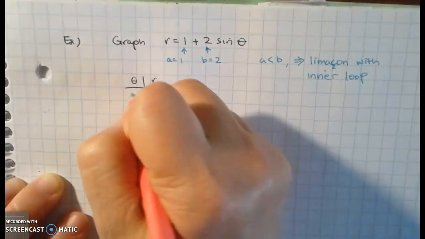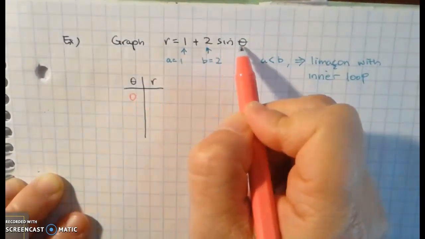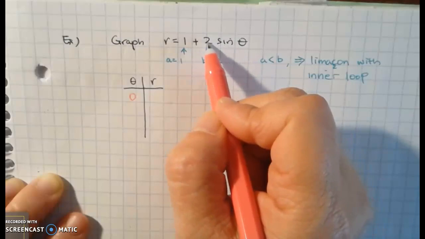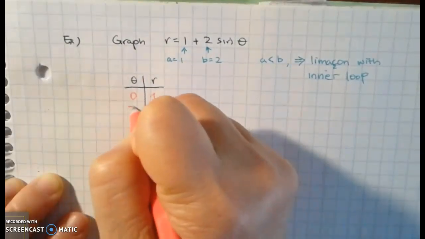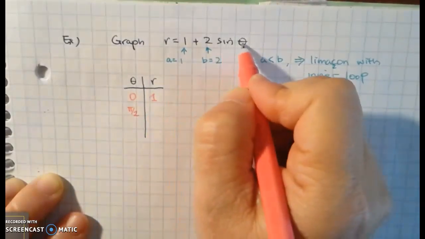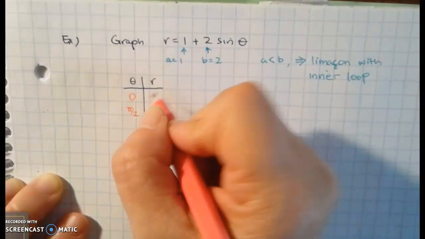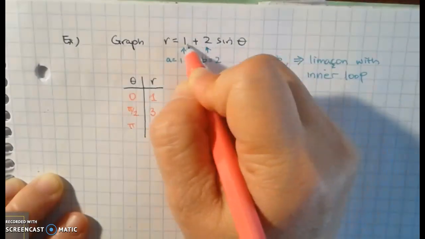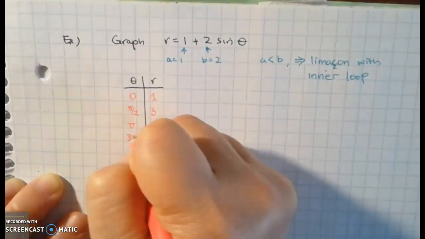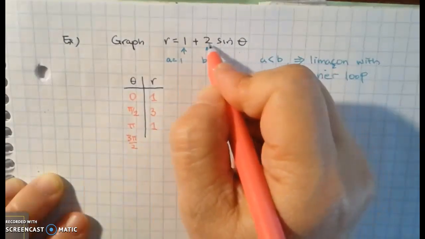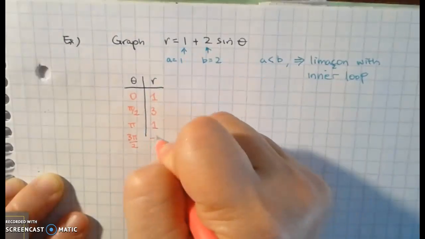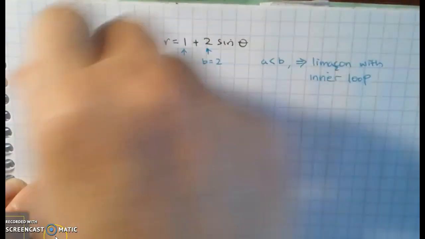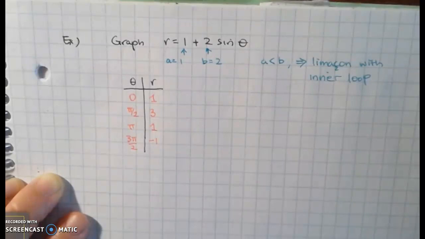So we're going to plug in some values. We're going to try 0. When theta is equal to 0, sine of 0 is going to be 0. So 0 times 2 is 0, plus 1 is just going to be 1. At pi over 2, 90 degrees, sine of theta is going to be positive 1, times 2 is 2, plus 1 is 3. At pi, sine of theta is 0, plus 1 is just 1, and then at 3 pi over 2, it is going to be negative 1 times 2 is negative 2, plus 1 is negative 1. So this is my limaçon with inner loop.